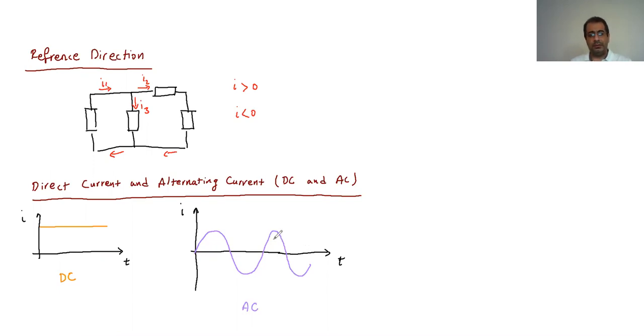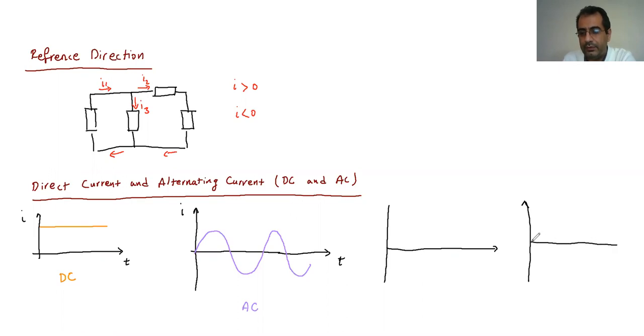Remember one thing: alternating current usually, when they show it, is shown as a sinusoidal wave, a sine wave or cosine wave, something like that. But it doesn't essentially need to be sinusoidal to be AC. So for example, if I have this, where this is I and that is time.